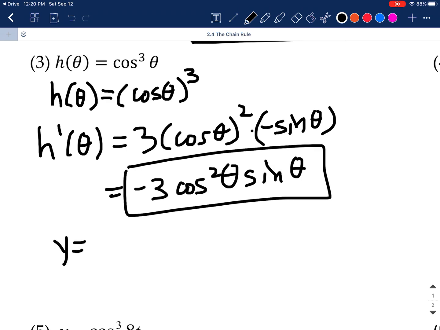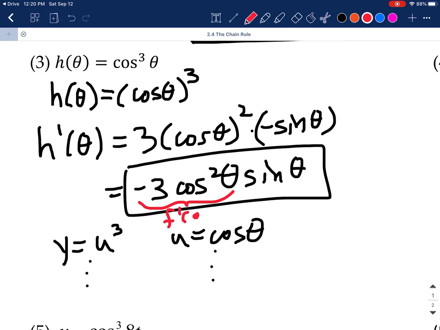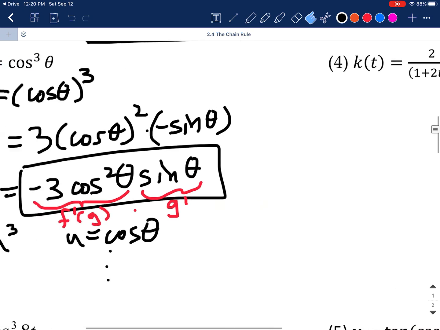Again, though, if you want to, you could do y is equal to u cubed, and u is equal to cosine theta, and then work it out from there using substitutions. And just note, this is f prime of g, and that is g prime. So f prime of g times g prime. Okay.